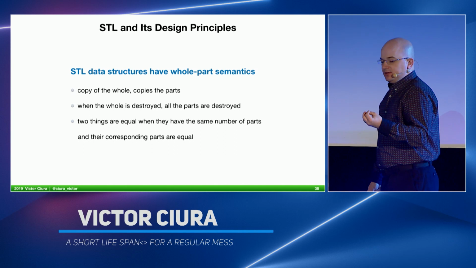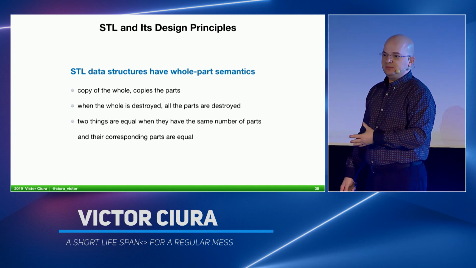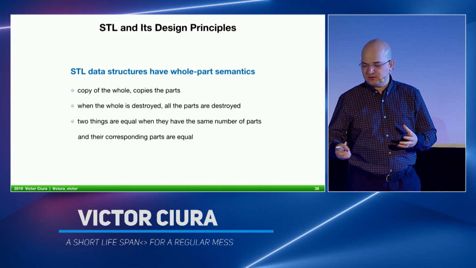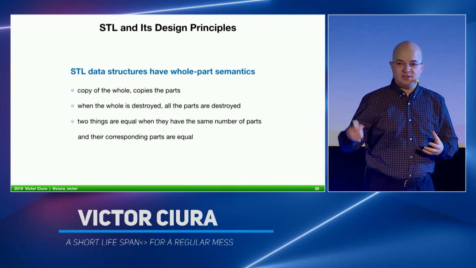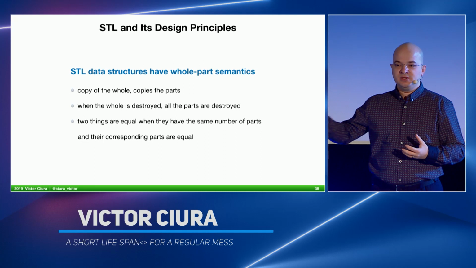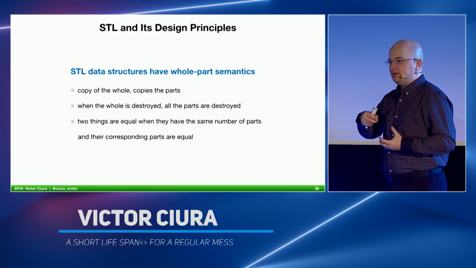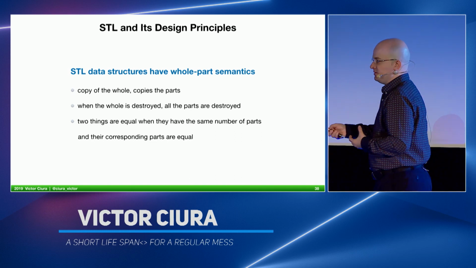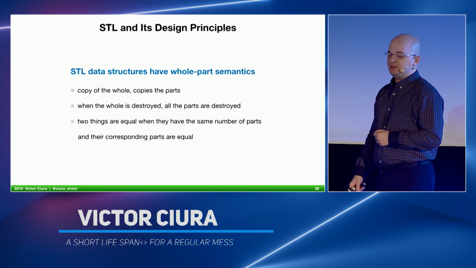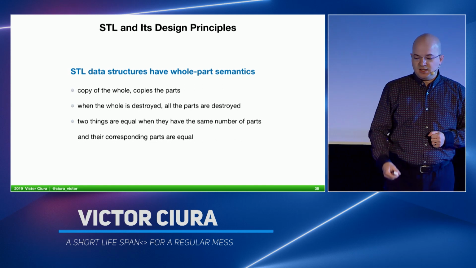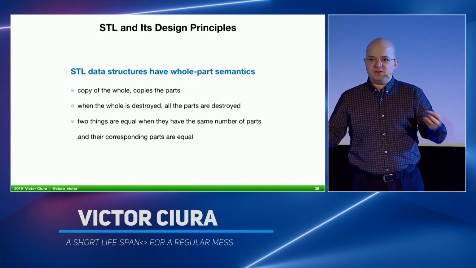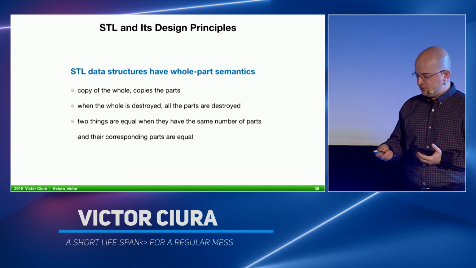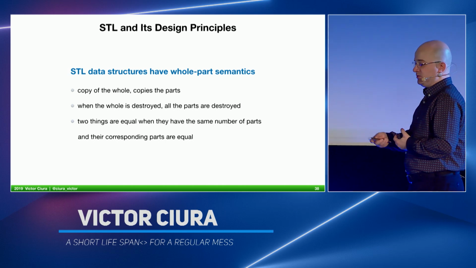when you copy the whole, you copy its parts, whole part semantics. When the whole is destroyed, all parts should be destroyed. Think about remote parts now. Think about how we design structures that have pointers to other things. So we often break this rule. And two things should be equal if they have the same number of parts and their corresponding parts are equal. This one seems obvious. Again, it's not something that we do regularly.